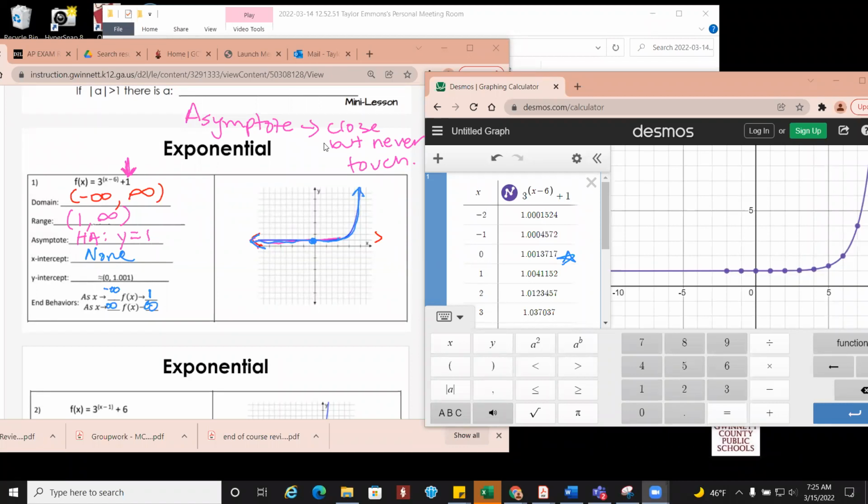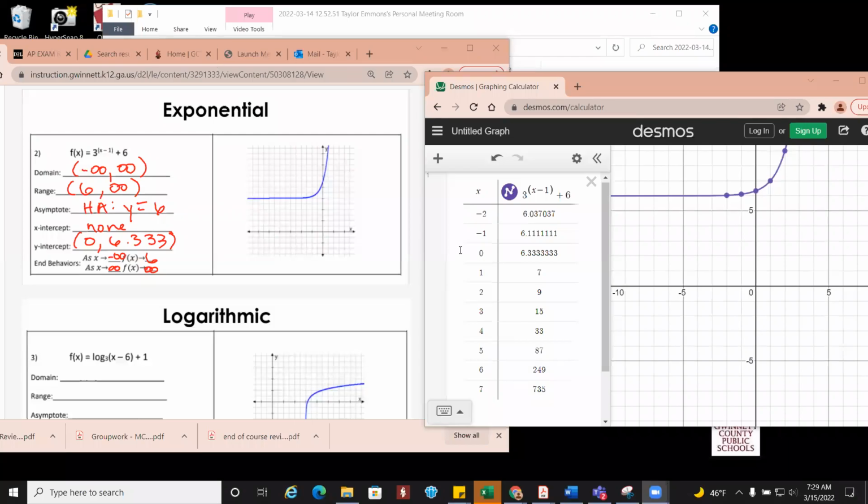Okay, so now that I've done one for you, I want you to try this next one. This next one is 3 raised to the x minus 1, plus 6. I'll scroll down in just a second, but you're going to do the same thing. You're going to find the domain, range, asymptote, x and y intercepts, and then end behavior. So take about 2 minutes, try that, and then we'll come back.